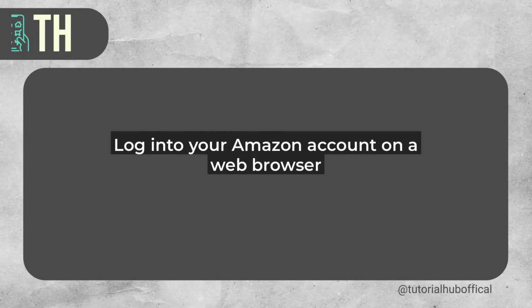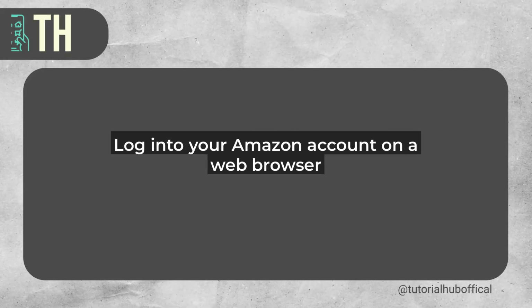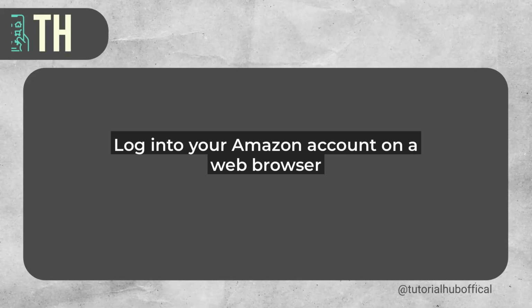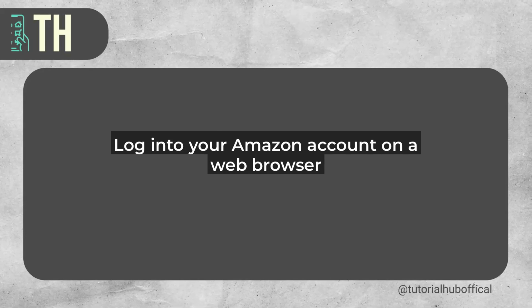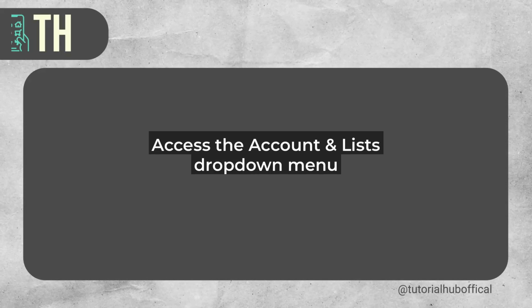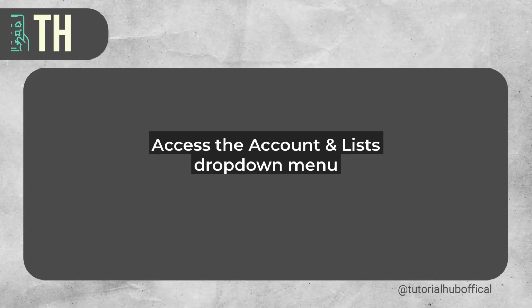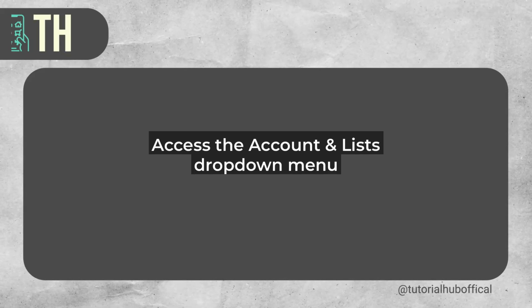Let's jump right in. First, ensure you're logged into your Amazon account using a web browser on your computer or mobile device. It's often smoother on a desktop, so if you can, use that. Once logged in, look for the Account and Lists drop-down menu in the top right corner of the page. Click on it to expand the options. Next, select Account from the menu. This will take you to your account settings page.